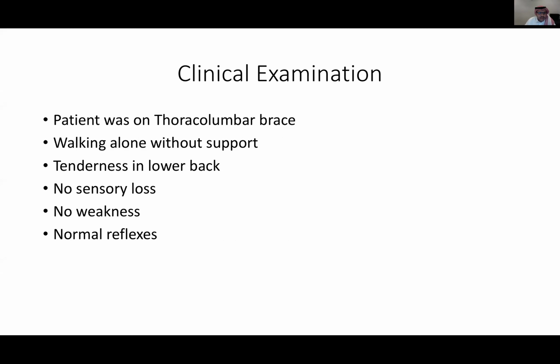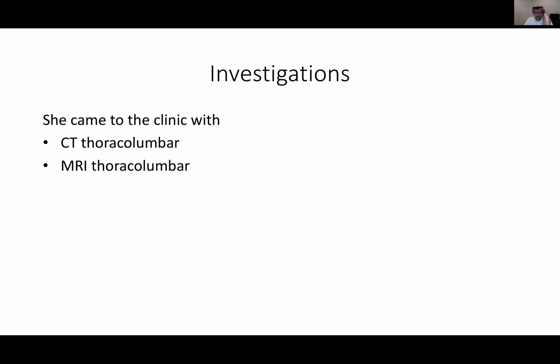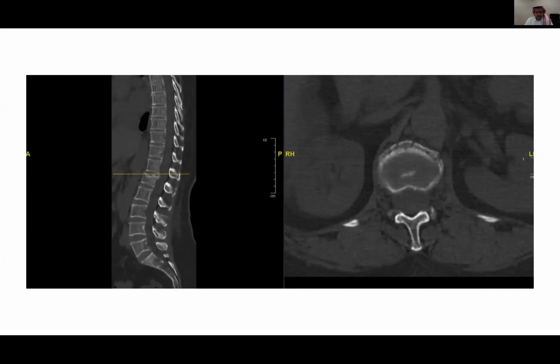So in clinical examination, the patient was on a thoracolumbar brace. She was walking without any support, no severe pain. She had only tenderness in the thoracolumbar and lumbar region. There is no sensory loss, no weakness, and normal reflexes. She brought with her a CT scan of the thoracolumbar spine and MRI, which I'm showing now.